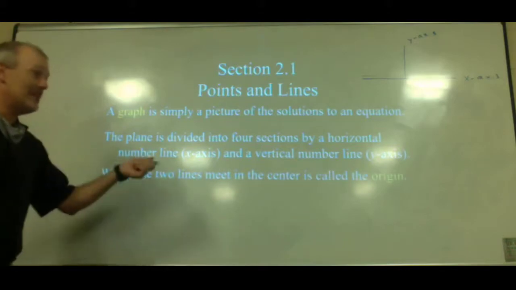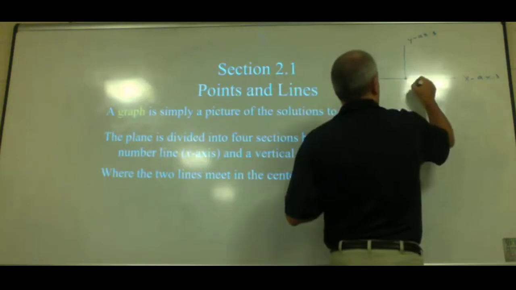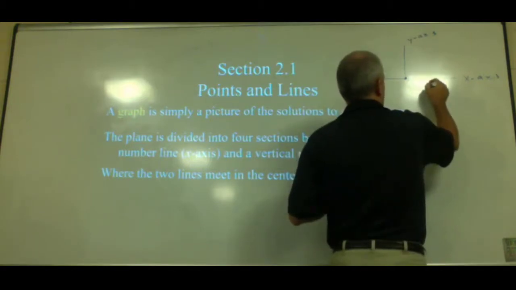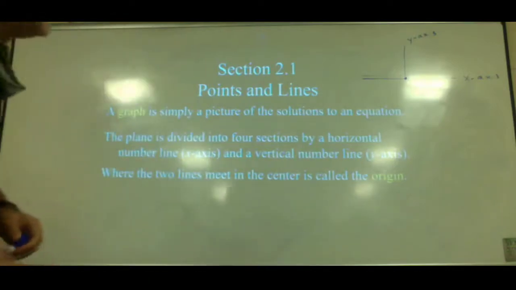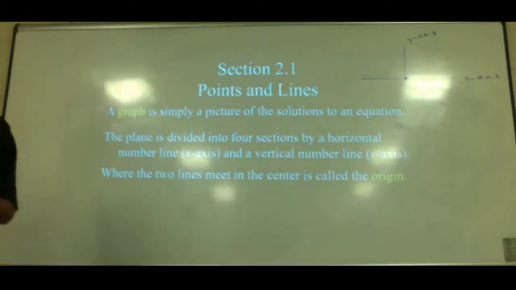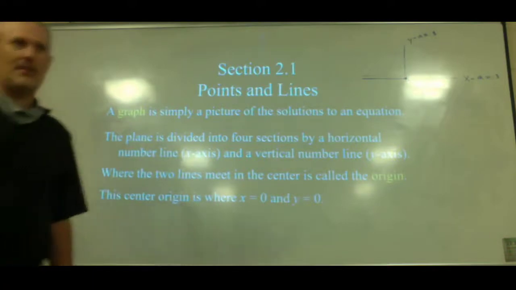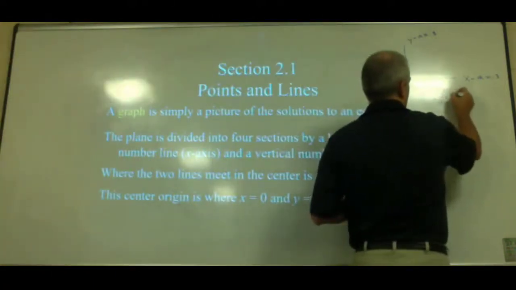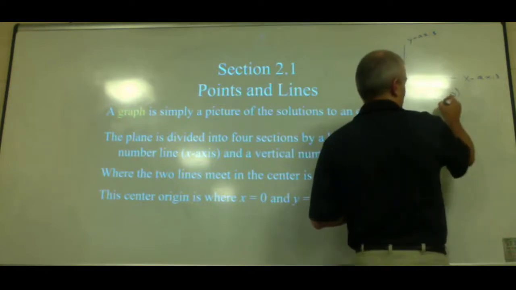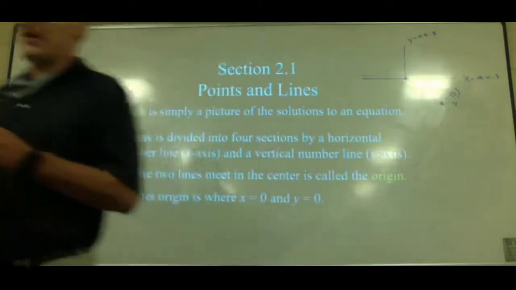Where the 2 lines meet, in other words, this point right here, is called the origin. It's like where everything starts. That's the ordered pair when x is 0 and y is 0. We'll talk about this, but this is the ordered pair 0, 0. The first number is the x and the second number is the y. You remember that?